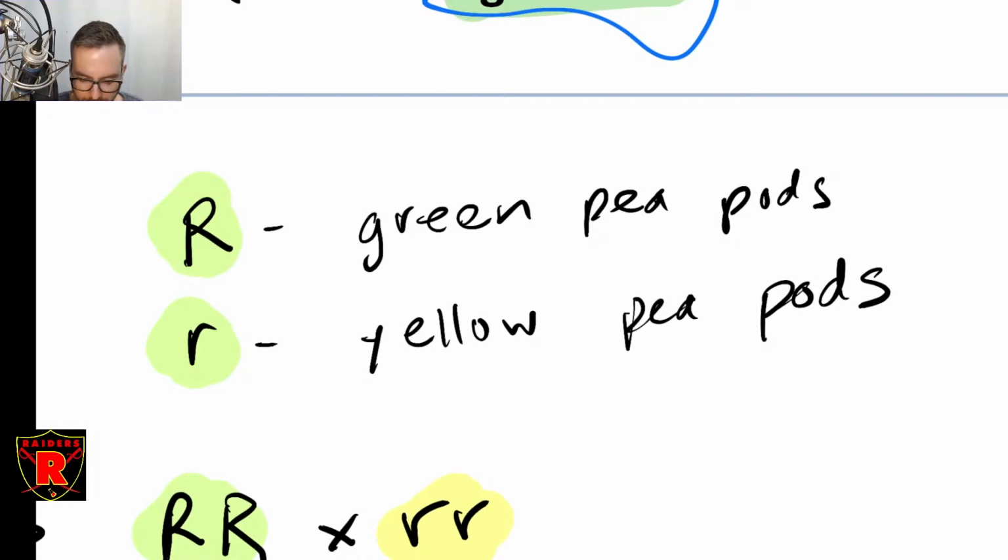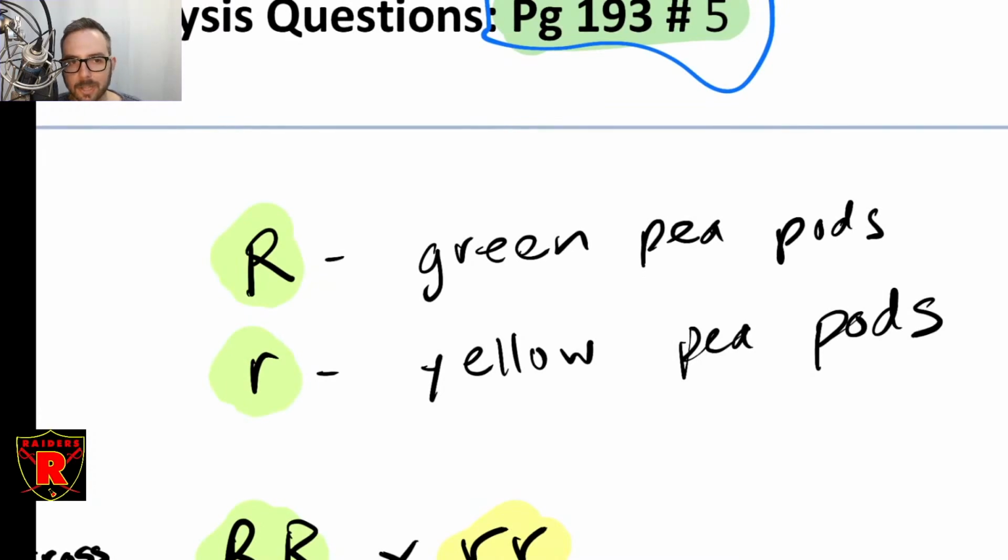Okay? This little statement at the top explaining what each letter means is called a let statement, and it is the first part of any genetics problem. You always explain what your letters mean. What is the capital letter? What does it mean? What is the small letter? What does it mean? And you know which one's dominant and recessive just by capital and small letter. Capitals are dominant and small letters are recessive.